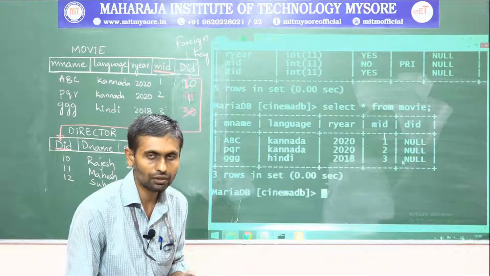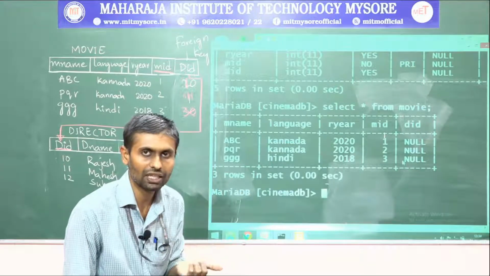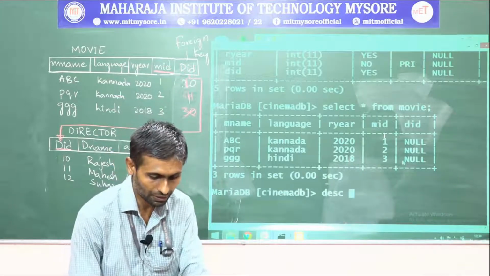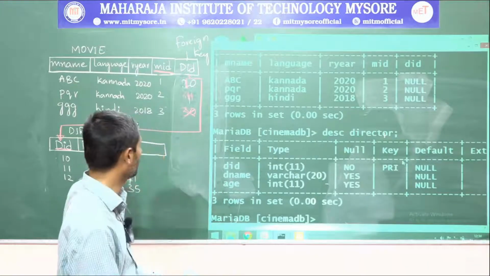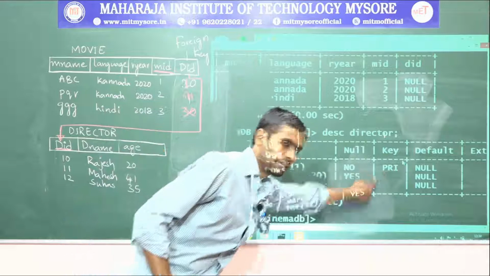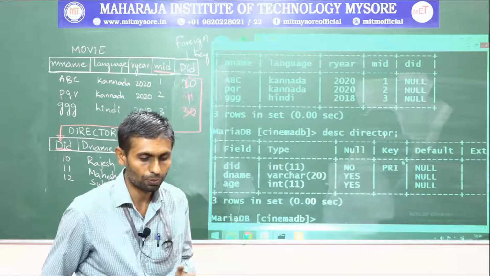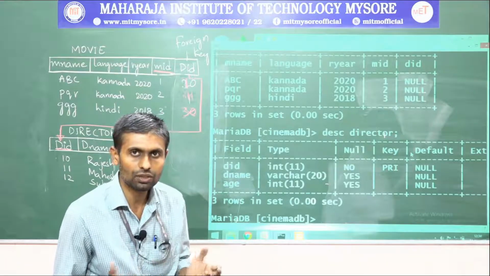Let me go with making this DID column a foreign key. To make DID a foreign key in the movie table, it must be what? A primary key in the director table, that is in some other table. Let me see whether it is a primary key. In the director table, yes, it is the primary key. So definitely I can make this a foreign key in another table, right? So it is possible. How? Again, primary key is a constraint. Foreign key is also a what?